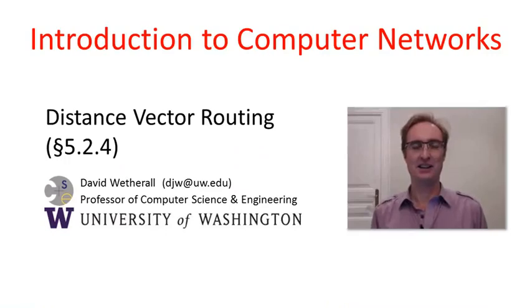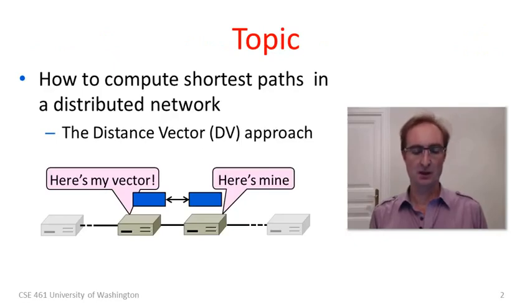G'day viewers. In this segment we'll talk about distance vector routing, which is one of the two main approaches to routing. So we've learned about shortest path routes in a network, and we've also seen algorithms such as Dijkstra's algorithm to compute those routes if we have the network topology in front of us. What we're going to talk about now though is a routing algorithm which could run in a real operational network where every node doesn't a priori know the complete topology. We'll look at the distance vector approach.